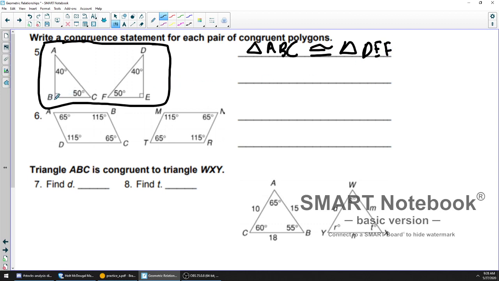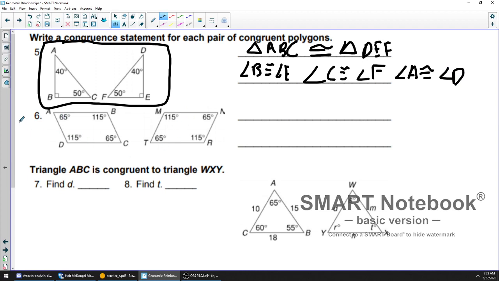I could also say angle B is congruent to angle E because they're both 90 degrees. I could say angle C is congruent to angle F because they're both 50. And last, I could say angle A is congruent to angle D.